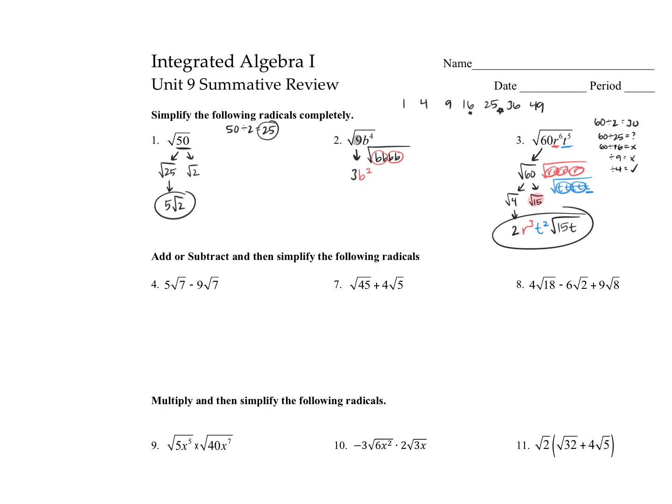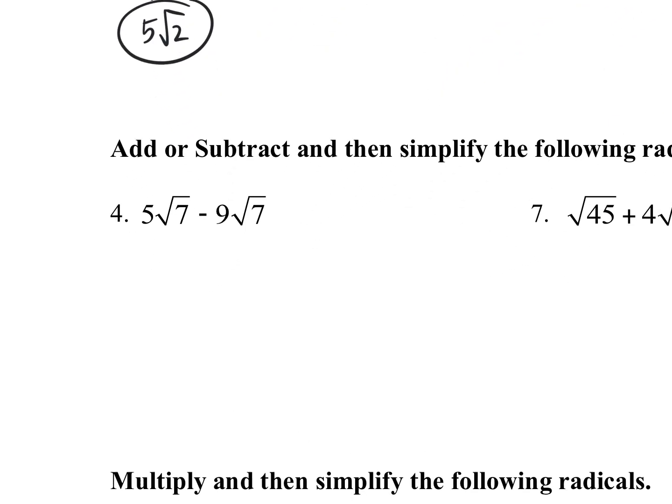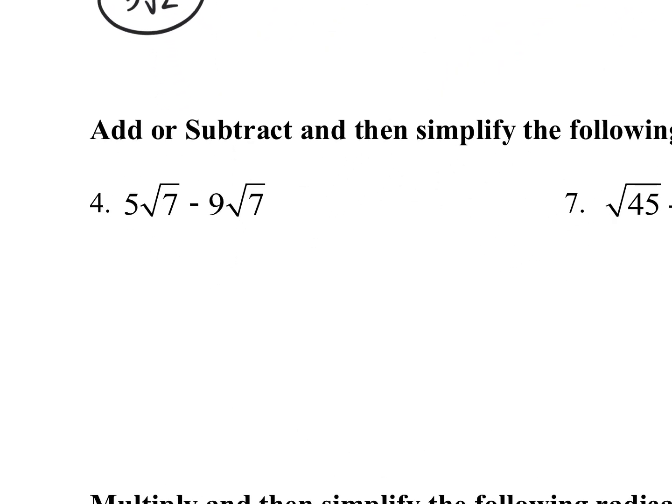Number 4, 5, and 6 are actually 4, 7, and 8 for some reason. We're going to add or subtract the following radicals. So if my square roots are the same, square root of 7, square root of 7, all I'm going to do is combine my coefficients. 5 minus 9, that gives me -4 square root of 7.